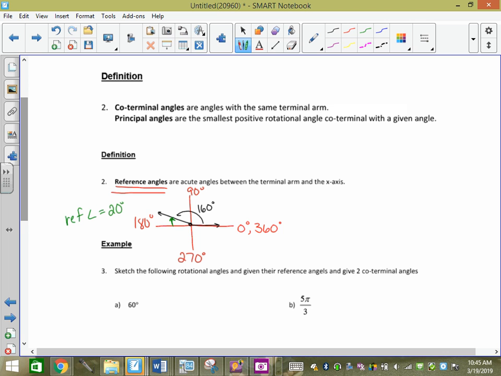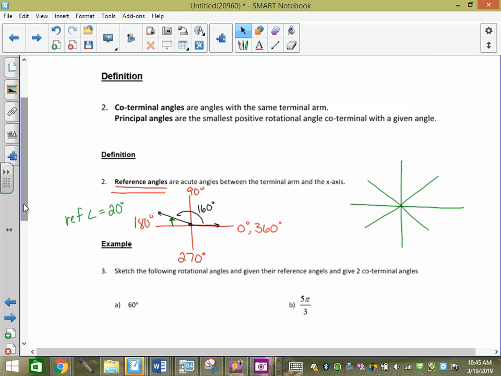I always say that the reference angles are just the little bow tie angles. So if I drew a bow tie, if I drew terminal arms out of each quadrant, like this, if those were all my little terminal arms, this here would be my reference angle, this would be my reference angle, this would be my reference angle, that would be my reference angle, and they would make a little bow tie with the x-axis. So the reference angles are always the little angles between the terminal arms and the x-axis. And you learned that last year.